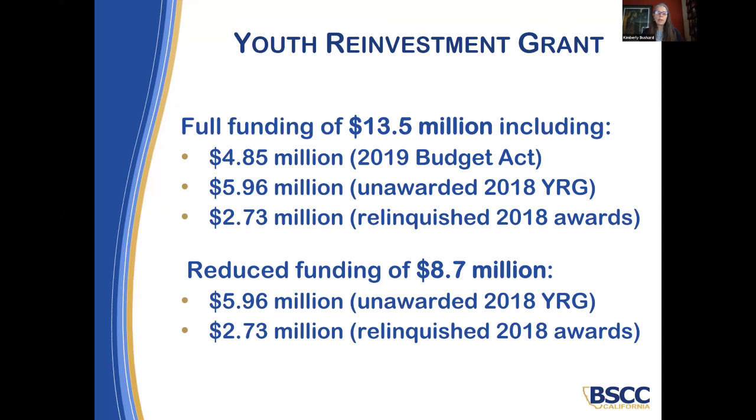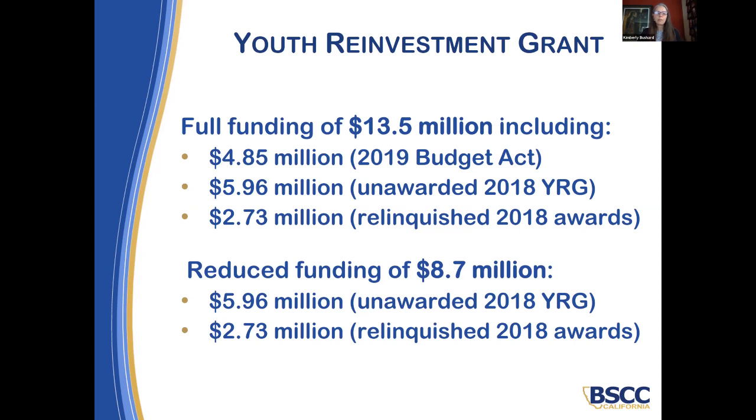So there's 4.8 million from the 2019 Budget Act. And that's the 5 million that I mentioned earlier, less a little bit of admin cost. And then we also have just under 6 million from unawarded 2018 YRG grants. You may recall a year ago when we looked at making the first round of awards under this grant, we didn't have enough high-ranking proposals to fully expend all the funds that were available at that time. So this roughly 6 million is just carrying forward as a result of that.